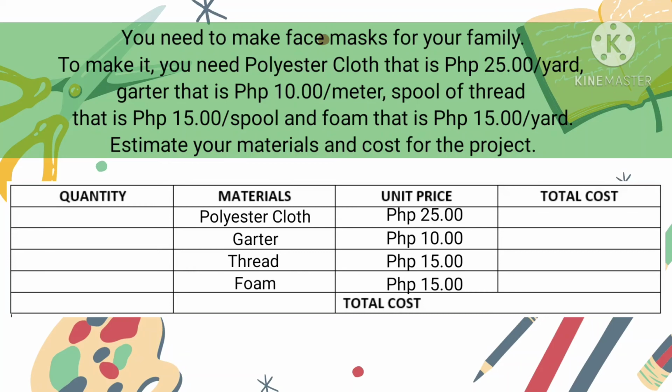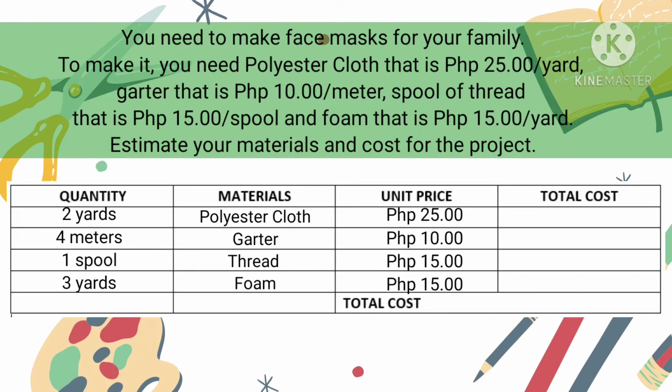For quantity, it answers the question, how many or how long the materials you need. Since this is an estimation, the quantity will be provided by the dressmaker. In the scenario, let's estimate that we are going to use 2 yards of polyester cloth, 4 meters of garter, 1 spool of thread, and 3 yards of foam.